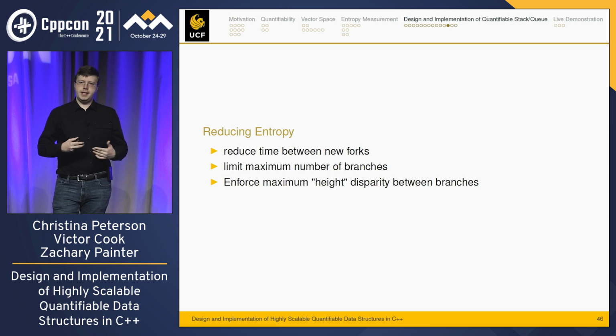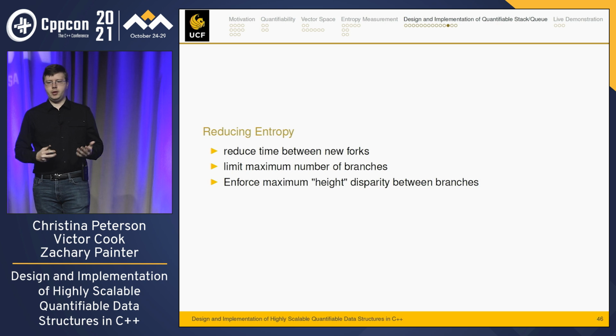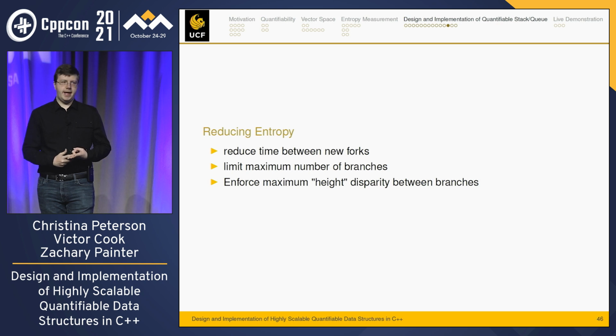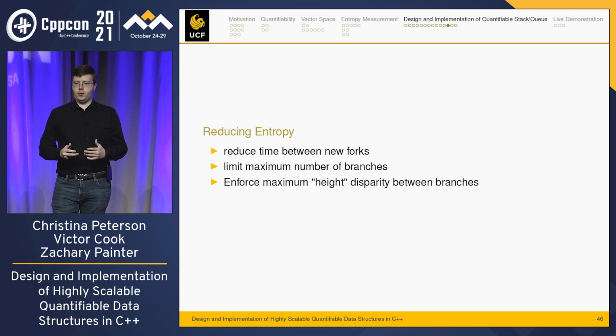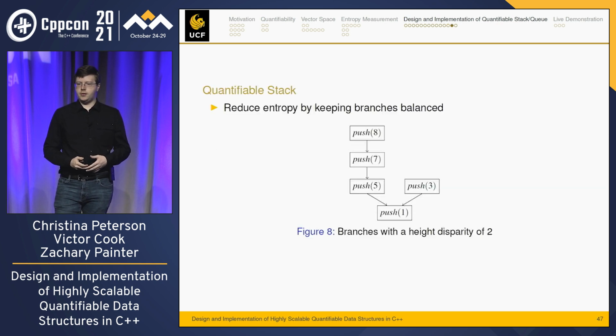We're trading entropy for performance in a smart way. We don't want to maximize our entropy. So the ways we keep entropy down: we can reduce the time between new forks, we can limit the maximum number of branches, but most importantly, what we find is that it's really effective to enforce a maximum height disparity between different branches. So what does that look like?